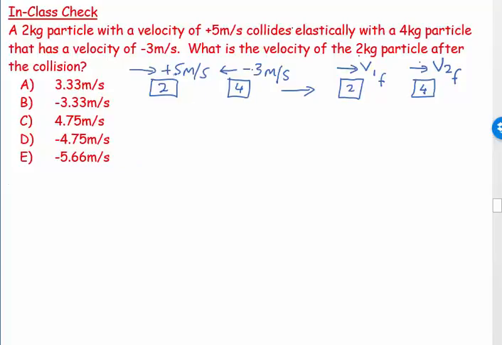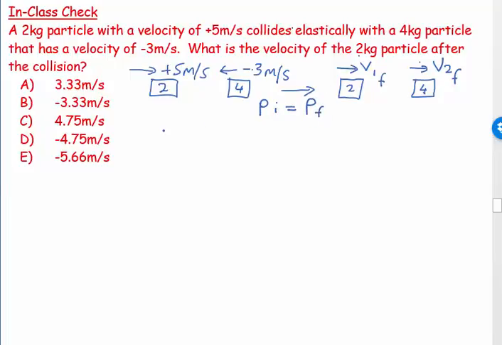So it's elastic. It means that not only is the momentum of the system before equal to the momentum of the system afterwards, not only is momentum conserved, but the kinetic energy of the system before is equal to the kinetic energy of the system afterwards. So I have two equations, and so I can have two unknowns. Let's begin by applying the conservation of momentum law.